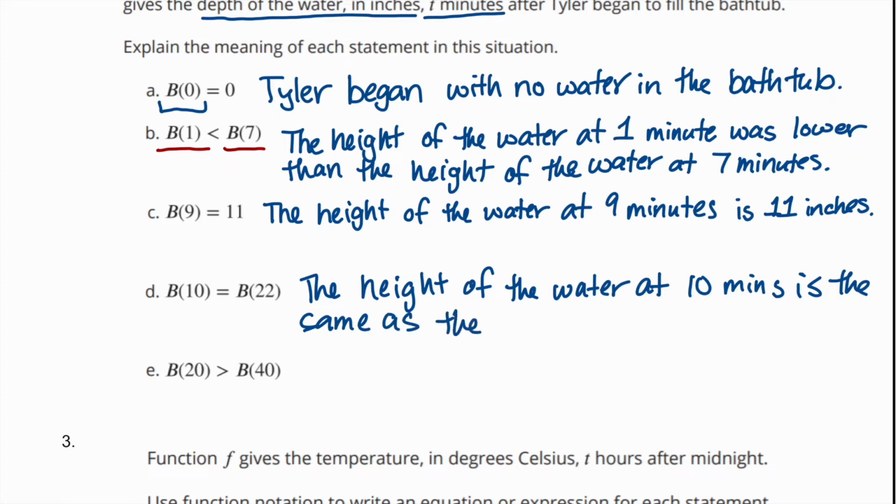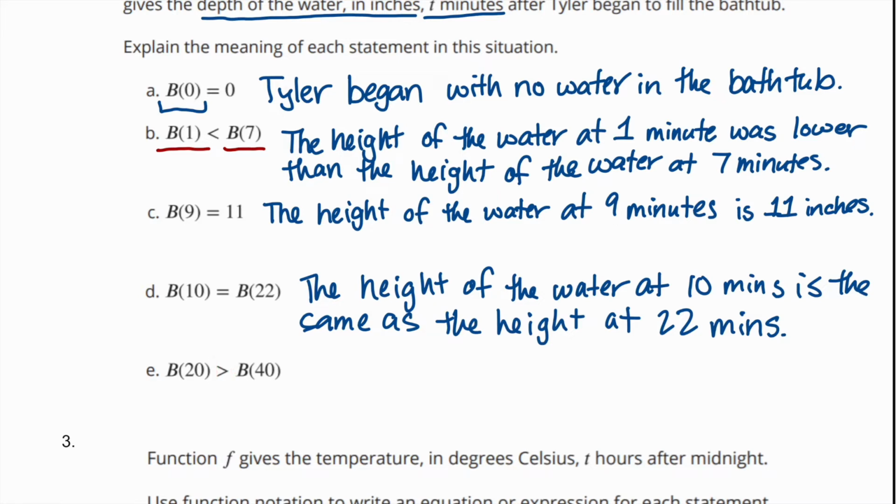And the height at 22 minutes. Okay, so our last statement here is again two statements about the output value. And instead of saying the same as, we're going to say that one is greater than the other because that's what our symbol with the arrow sort of pointing to the right means. It means the one on the right is smaller because the opening on the left is bigger and this one is smaller. That's how I think of it.